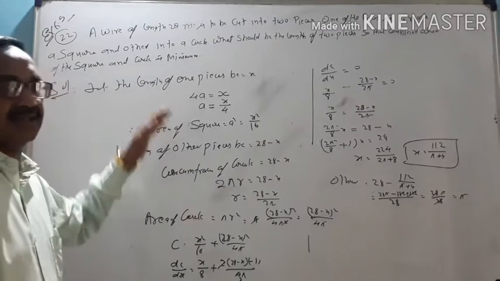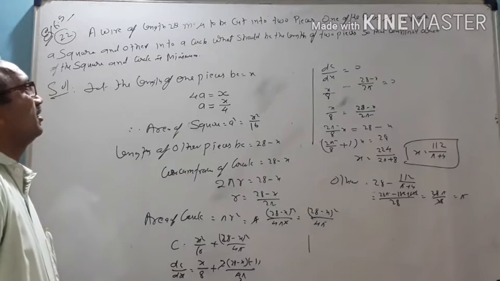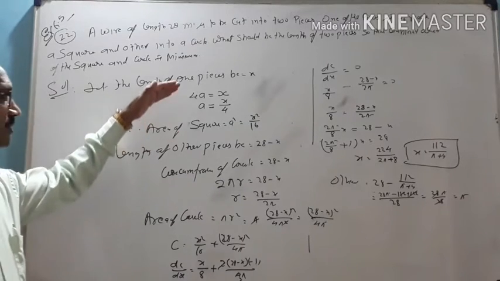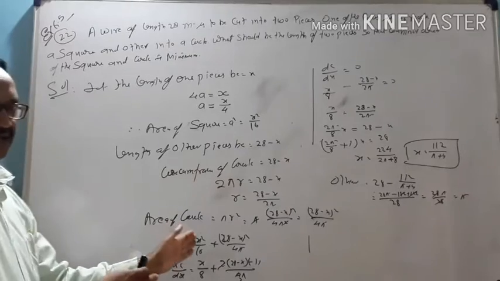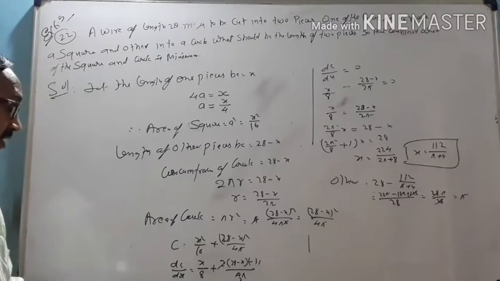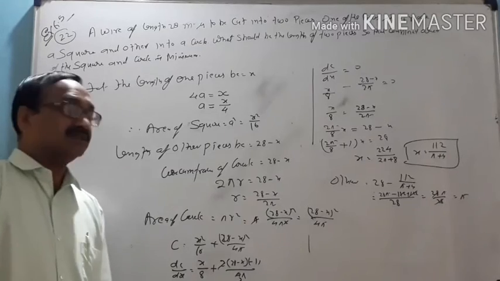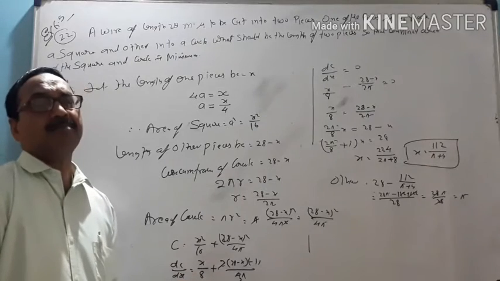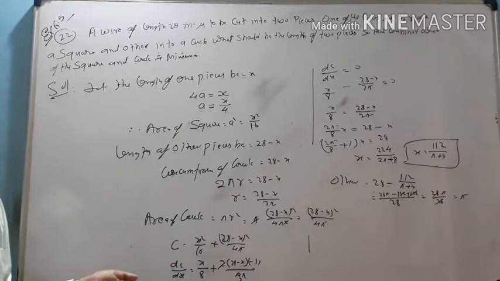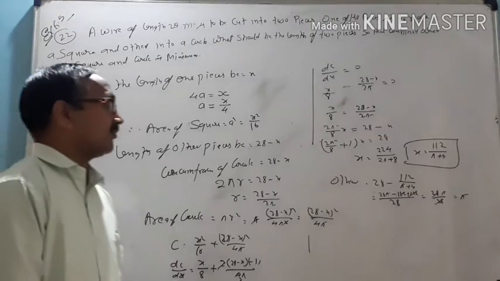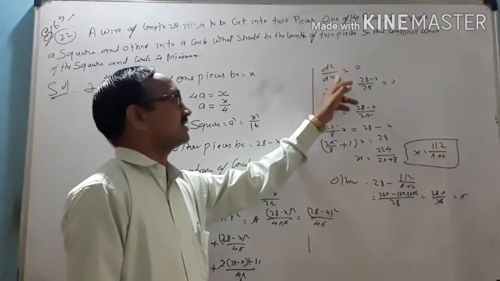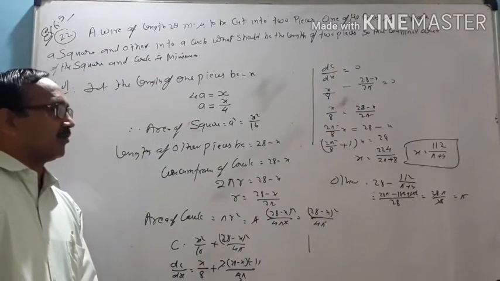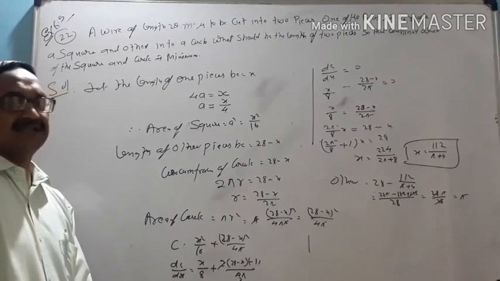So in this way we cut the 28 meter length wire into two pieces. First we find the area of each part, then the combined area. And we differentiate two times, so you get d square C upon dx square positive. That means for any length, we get the minimum combined area. And to find the length of each part, we put dC upon dx equal to 0.